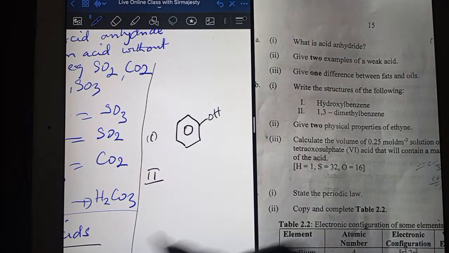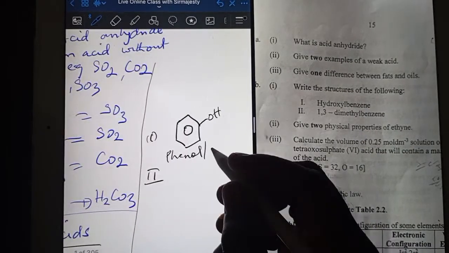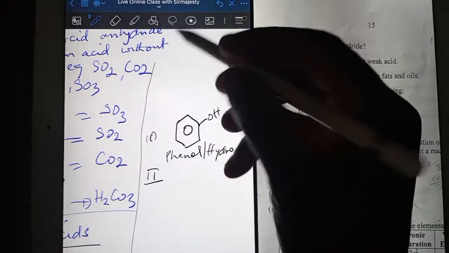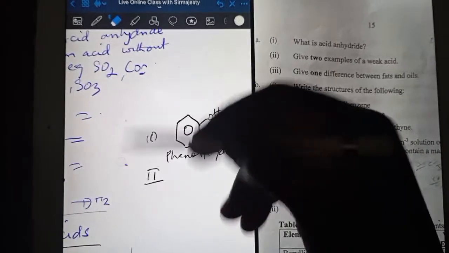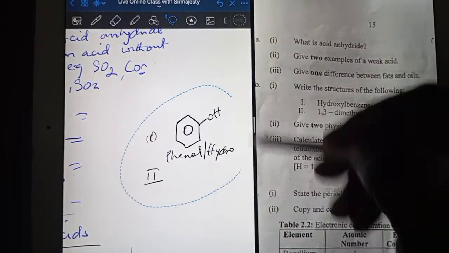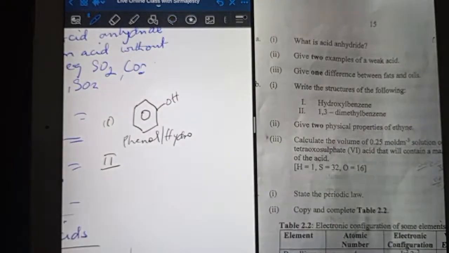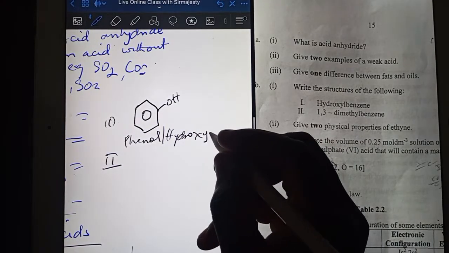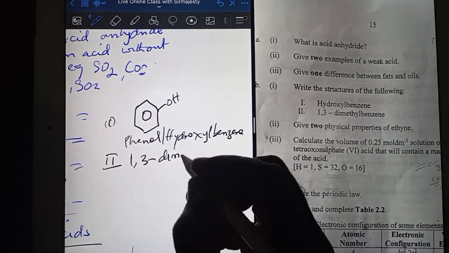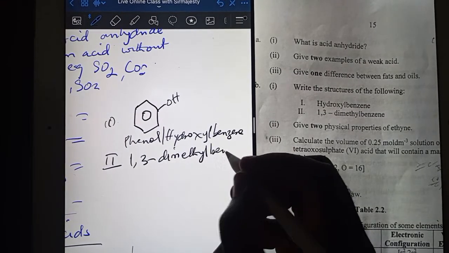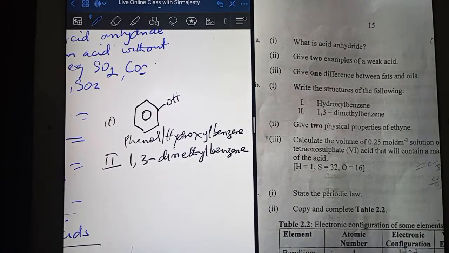Okay. Then the next one is 1,3-dimethylbenzene. I think I gotta clean this. Let me shift it so we can have space to write hydroxybenzene. Then the next one says 1,3-dimethylbenzene. I call this thing xylene, and 1,3-dimethylbenzene means also M-benzene.